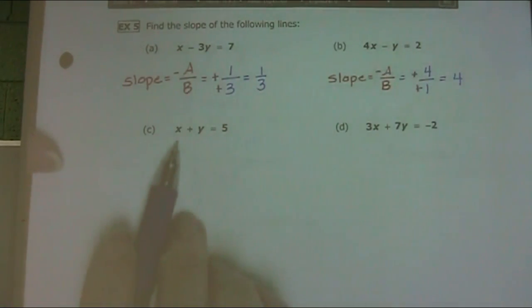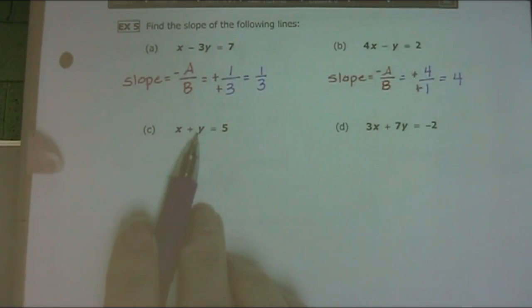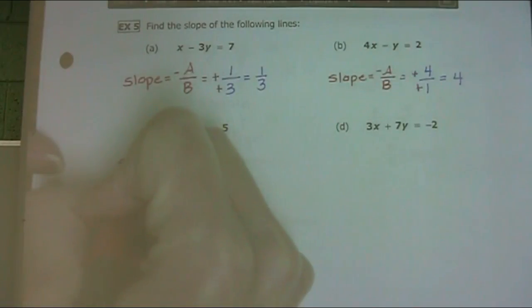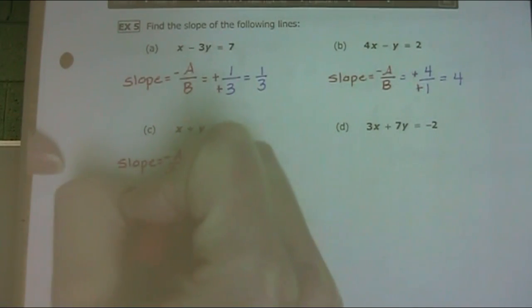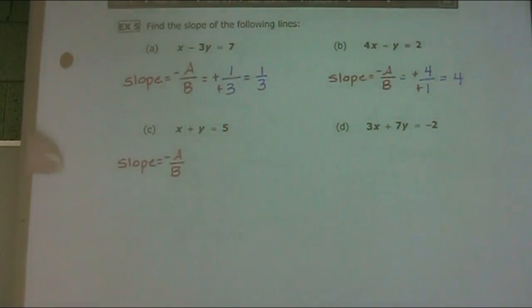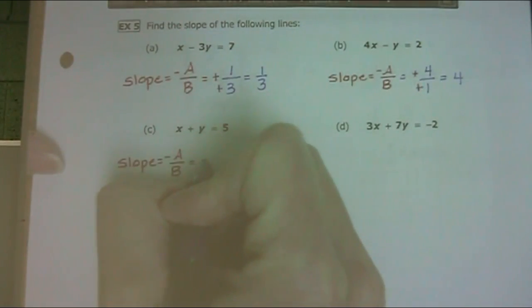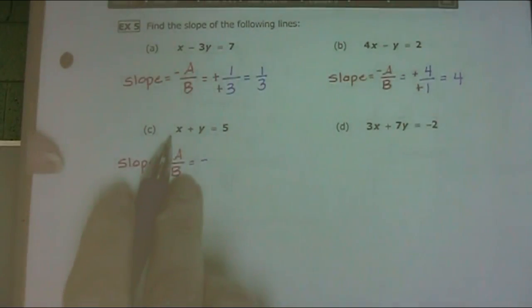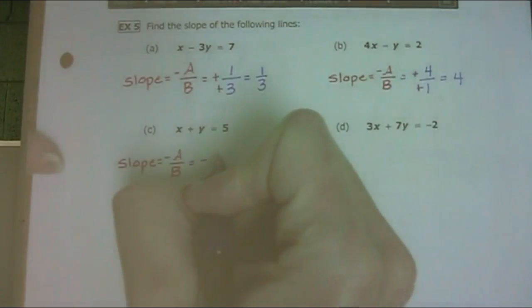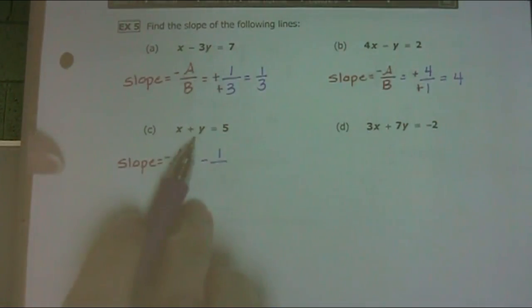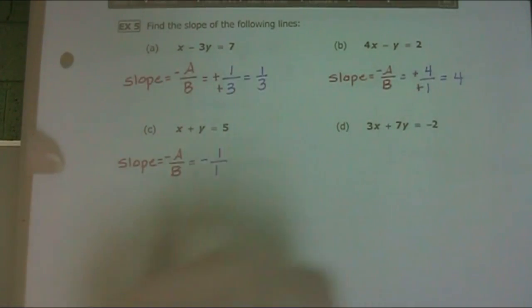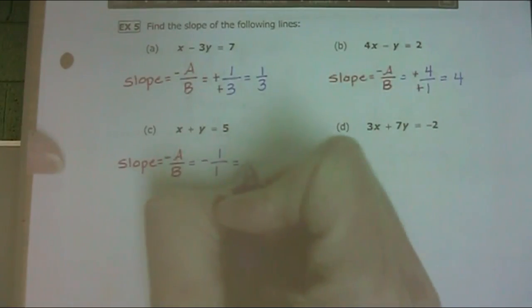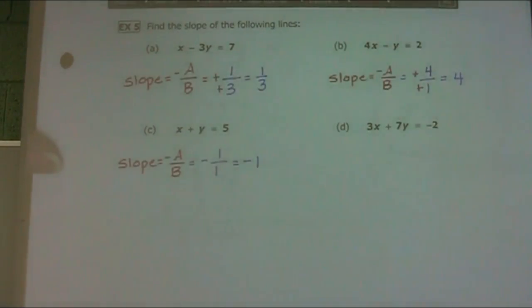If we go to C, again I have an equation in standard form, so I'm going to write my formula. Slope equals negative a over b. So I'm going to put my negative out front. The coefficient of a, or of x, is 1, so that goes in the numerator. The coefficient of y is 1, that goes in the denominator. Negative 1 over 1 gives me a slope of just negative 1.